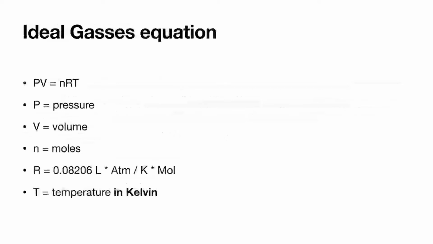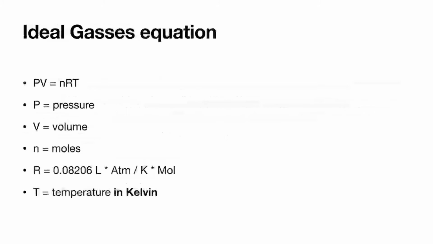And it is 0.08206 liters times atm over Kelvin times mole. That is the constant for R. And the reason the R constant has the pressure, the temperature, and the amount of moles in its units is so you can cancel them out in your equations.